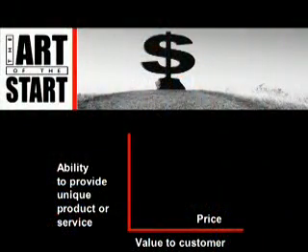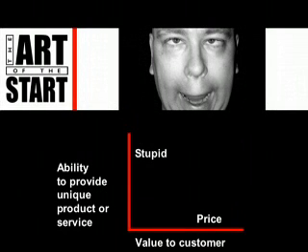The first corner is where you provide something of great value to the customer, but there are 10 other competitors doing it. At that point, you have to compete on price because it is not a unique product or service. It's an ugly place to be. Another corner is where you provide something and only you provide it, but nobody wants it. That's where you're stupid.